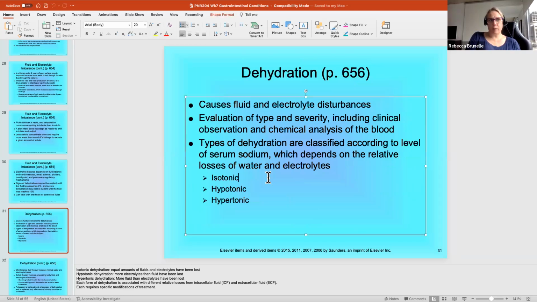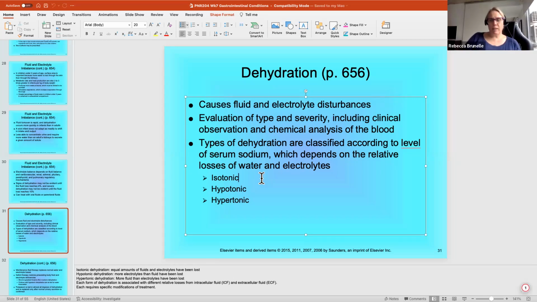You guys should be able to recognize the different types of IV fluid. So who can tell me what isotonic IV fluid is? What's an example of isotonic IV fluid that you're going to see in the hospital? And what does it mean to be isotonic? Normal saline, isn't that the 0.9%? Yeah, sodium chloride 0.9% is isotonic, so is lactated ringers.